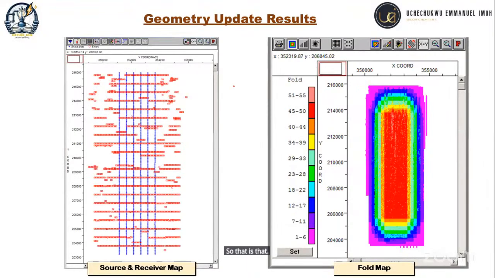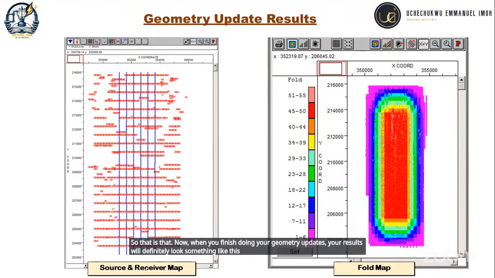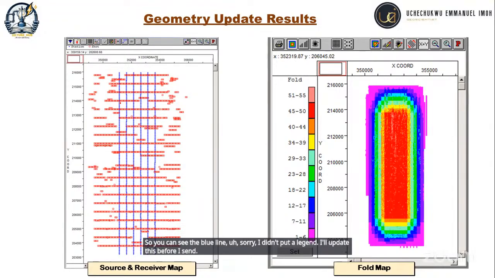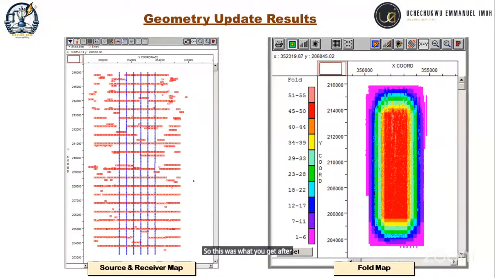Now, when you finish doing your geometry updates, your results will definitely look something like this. So this is your source and receiver map to the left. You can see the blue line. Sorry, I didn't put a legend. I'll update this before I send. So your blue line is showing your receiver line, where you have your different receivers, while the red lines and the red dots are showing your shot points. So this is what you get after your geometry update, the receiver and the source map.